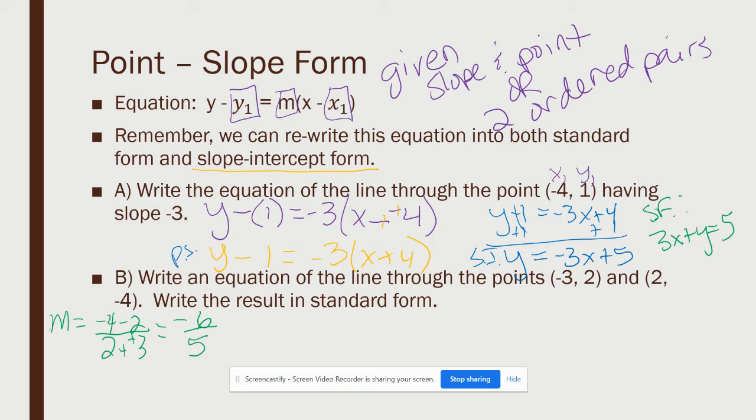Now remember, we can use either ordered pair. It doesn't matter if we use negative 3, 2, or if we use 2, negative 4. And so for point-slope form, we'd have y minus 2. I'm going to use this first one here. It's negative 6/5 times x minus negative 3. And again, I would go ahead and add the opposite to make that just x plus 3. And there is our point-slope form.